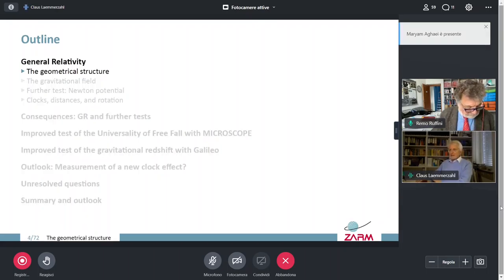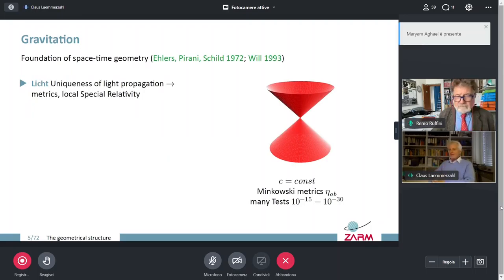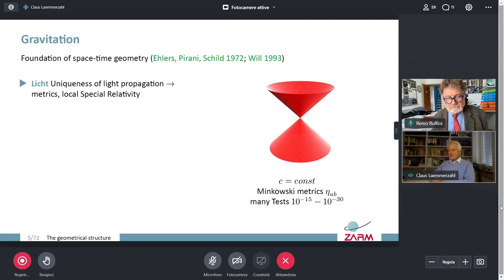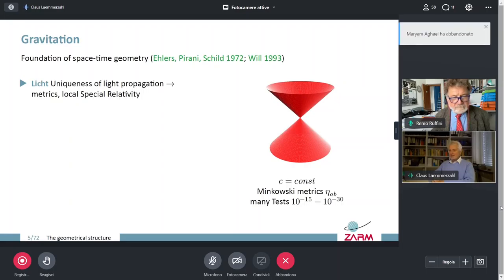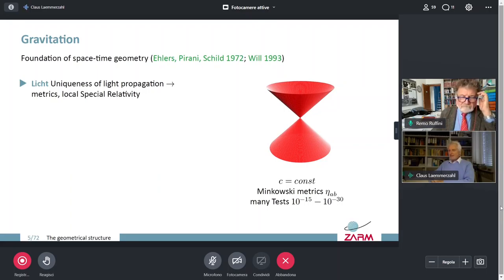So the approach is based on the axiomatic approach by Ehlers, Pirani, and Schild, who take a few operational axioms, which you can test by experiment, and then they derive that the geometry of space and time is of a Riemannian structure. The argument runs as follows. At first we have the axiom of the uniqueness of light propagation. In each direction, there's only one light ray leaving us and one light ray approaching us, and not many light rays. This then gives the uniqueness of the light cones.